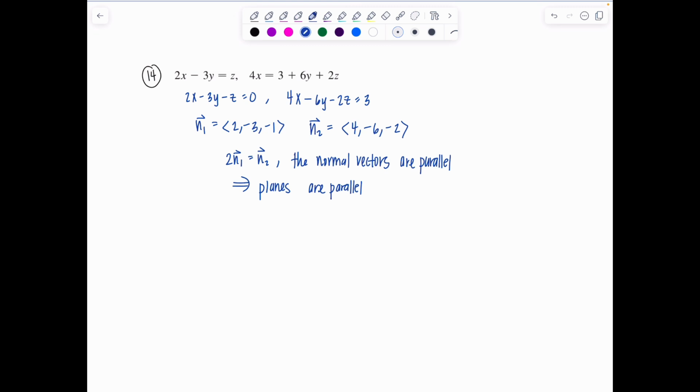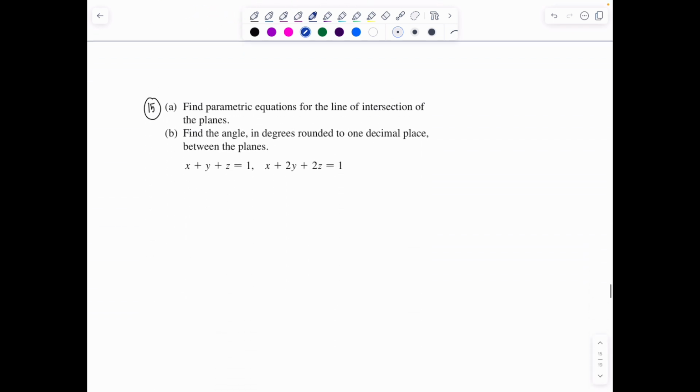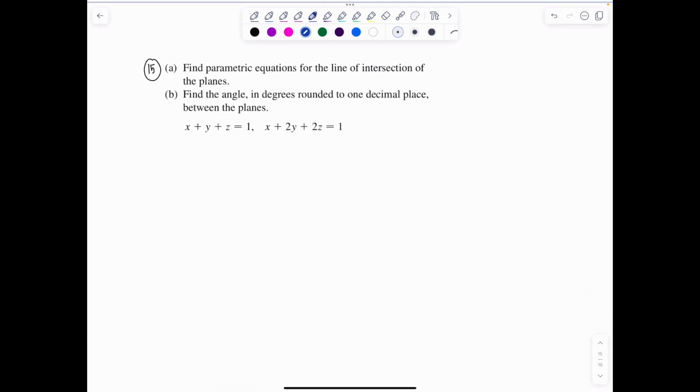Here we go. This is kind of building off what we did in a problem earlier. So 15, part A says, find parametric equations for the line of intersection of the planes. And then find the angle in degrees rounded to one place between the planes. So that part's straightforward, just like what we did earlier.